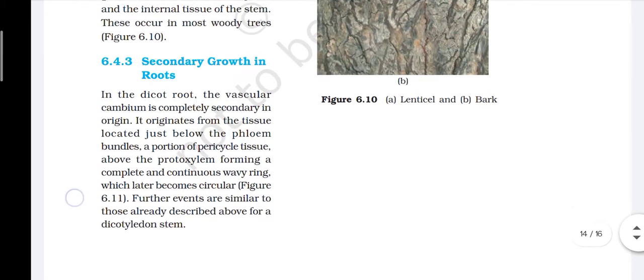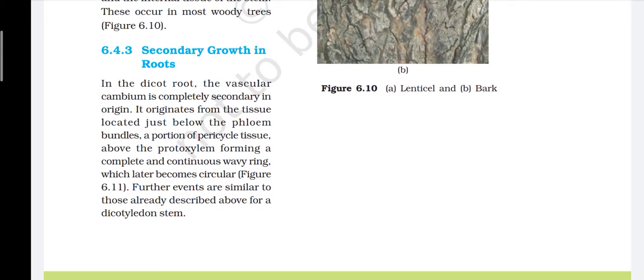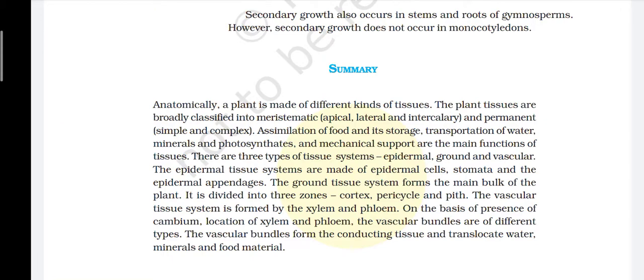Secondary growth in roots. In the dicot root, the vascular cambium is completely secondary in origin. It originates from the tissue located just below the phloem bundle, and a portion of pericycle tissue above the protoxylem, forming a complete and continuous wavy ring which later becomes circular. Further events are similar to those already described above for a dicotyledonous stem. Secondary growth also occurs in stem and root of gymnosperms. However, secondary growth does not occur in monocotyledons.